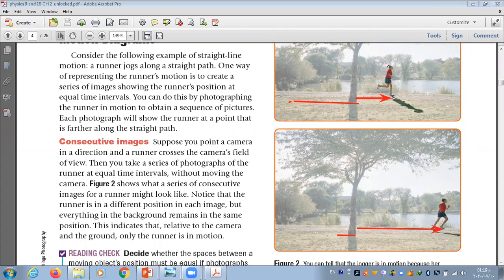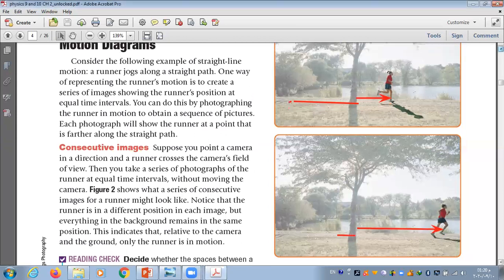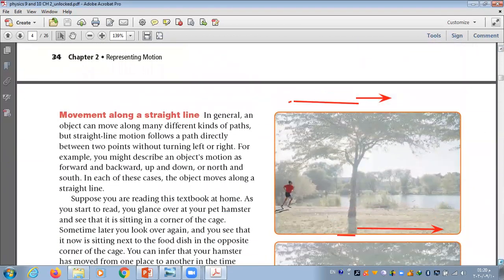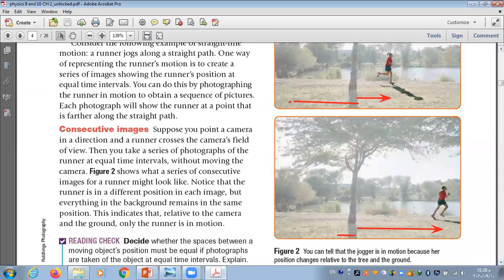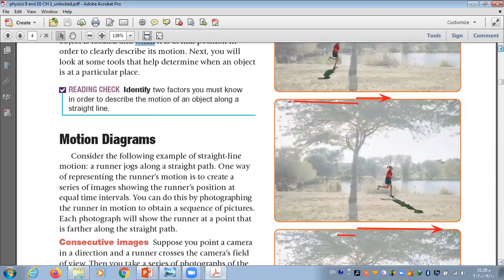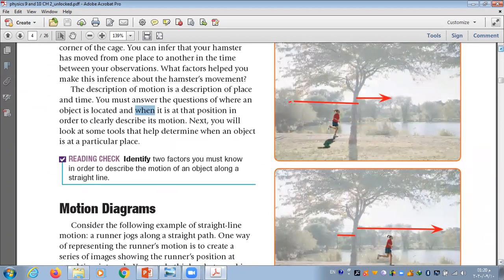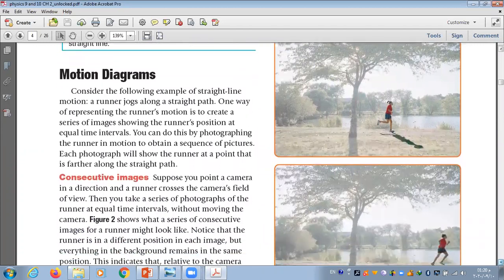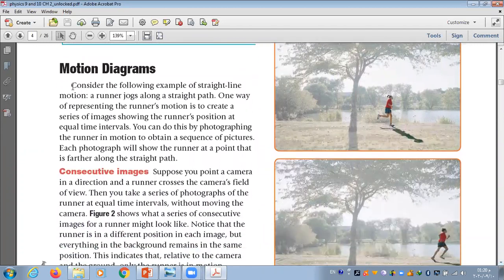Now we want to represent motion. This is the first way to represent motion. We can see pictures, right? We can take successive pictures, the same pictures one after another, moving one by one. Picture number 1, 2, 3, 4. They are successive pictures that come after each other. So the first model we can use to represent motion is using pictures, and we call it a motion diagram.